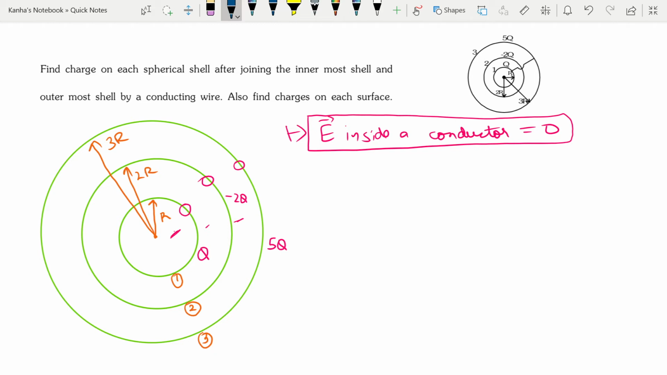What does this mean? If I zoom into this picture, what will I get? I will get a surface like this. Although it's very thin, there will be a surface like this which will have two parts. It will have an outer part and an inner part, an inner surface and an outer surface.